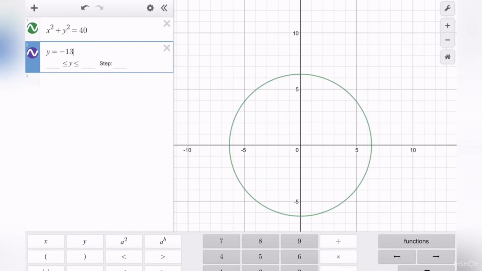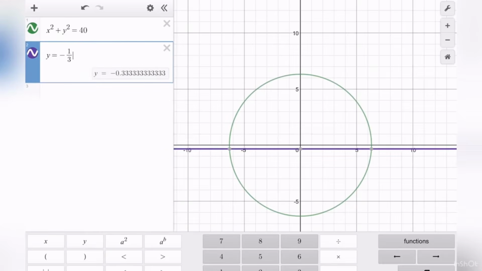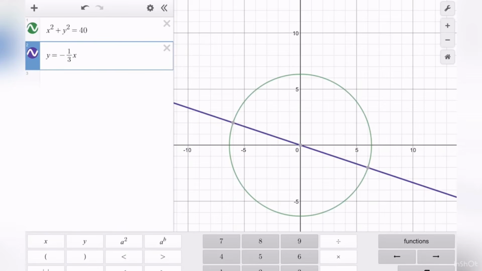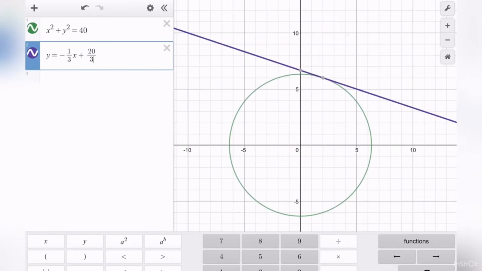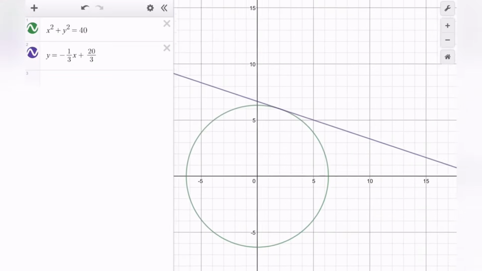Oh, didn't type that in right. Let's get rid of that. Minus 1/3 x plus 6 and 2/3. Now let's not make this mistake again. Let's write it as a top heavy fraction, so it was 20/3. So 20 divided by 3. Right, there we go. And there is our tangent.